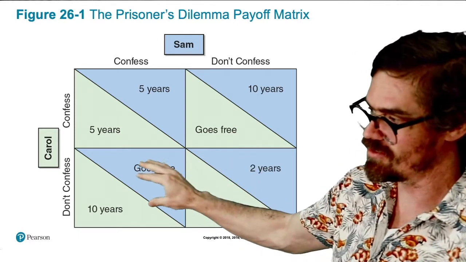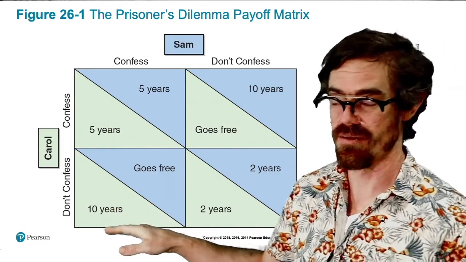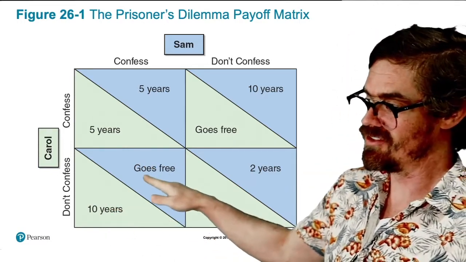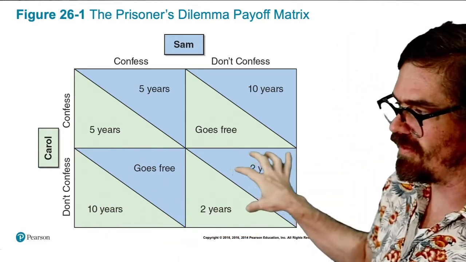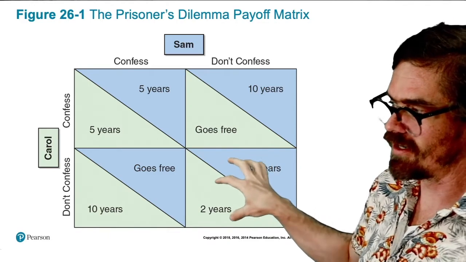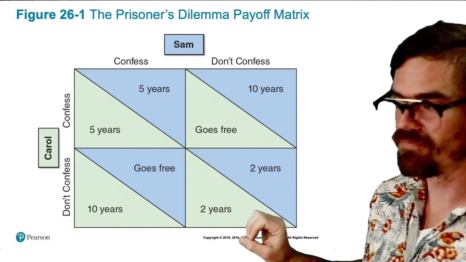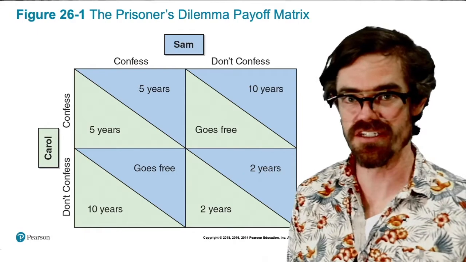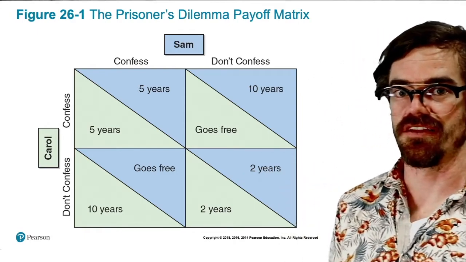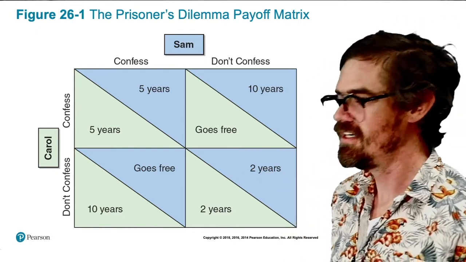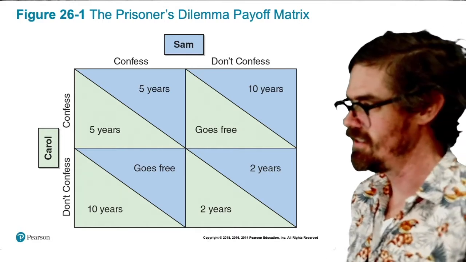Other than this case, where one goes free and the other one spends a long time in jail. So this is good for one person, but not for the other. If they were able to coordinate with one another, this is where they'd want to end up. But the police are using to their advantage the fact that there's a dominant strategy here. So think about this.